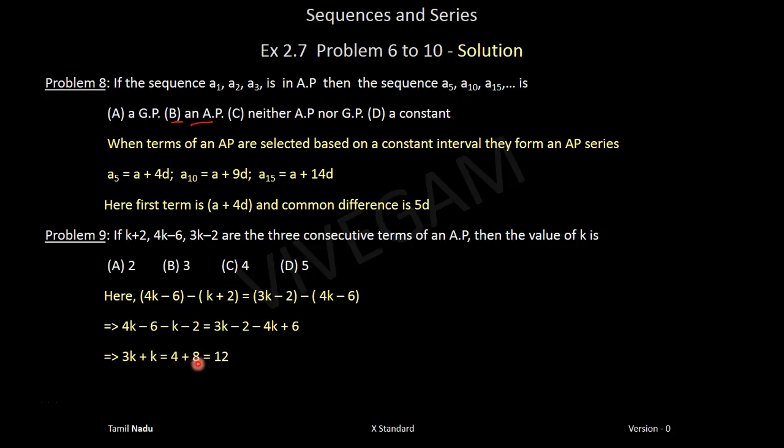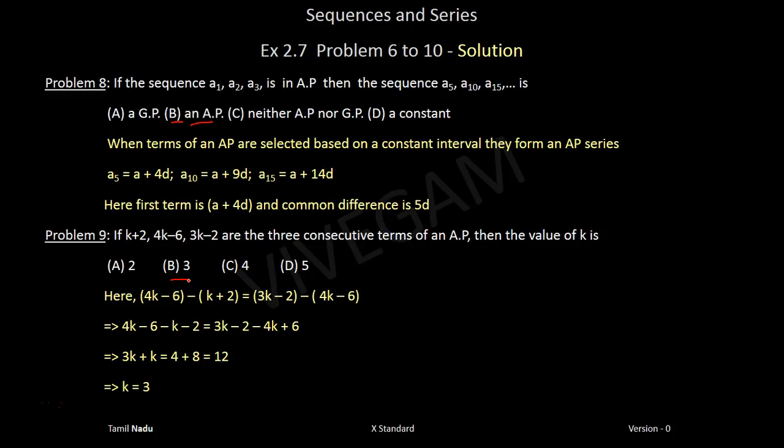4K equal to 8 plus 4 is 12, or K will be equal to 12 divided by 4, that is 3. So the option for us is basically K equal to 3.